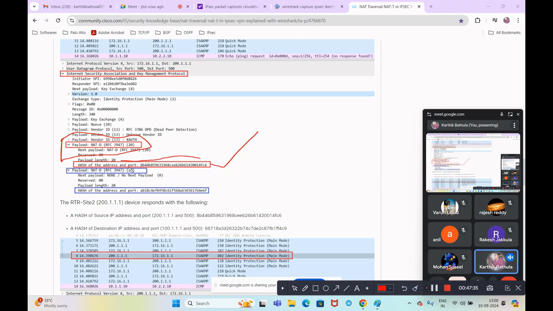This is the source port and destination port hash value. And this is the destination address and destination port hash value. Okay, this is the third message.